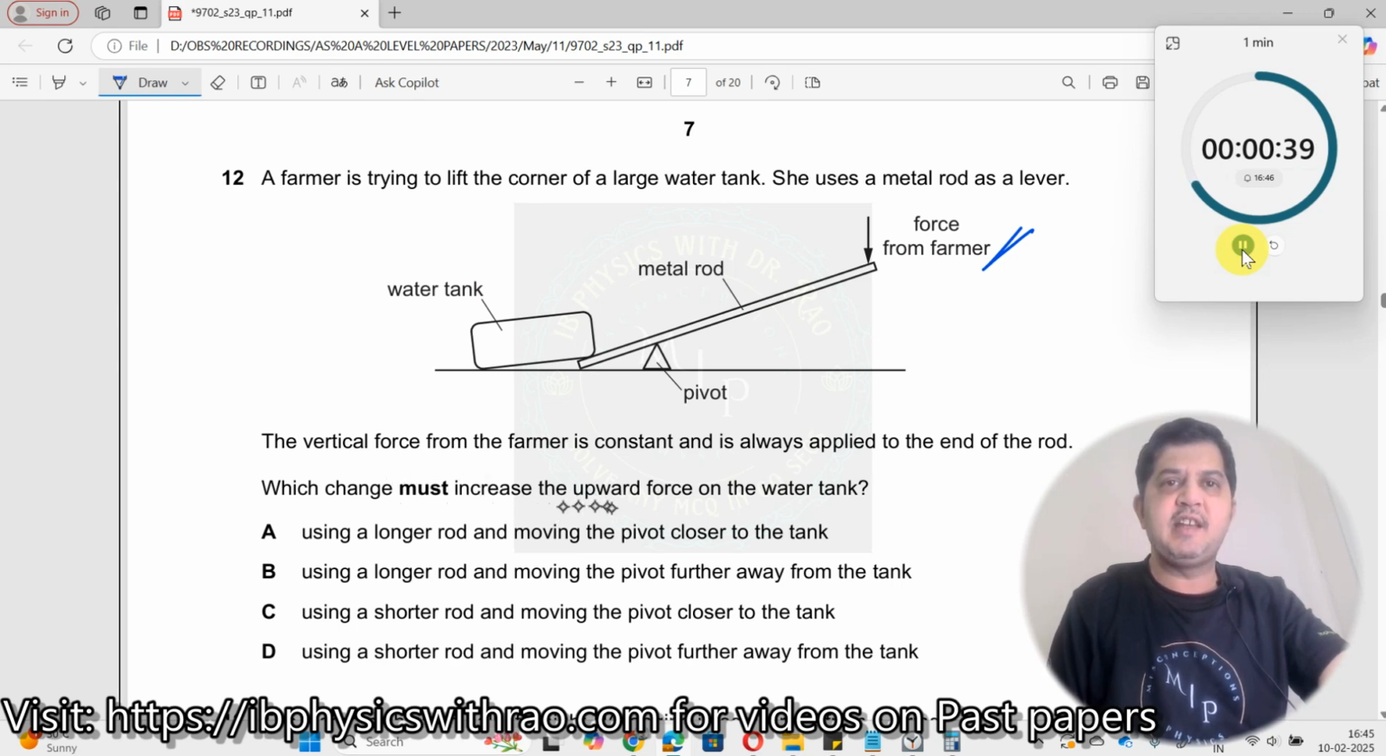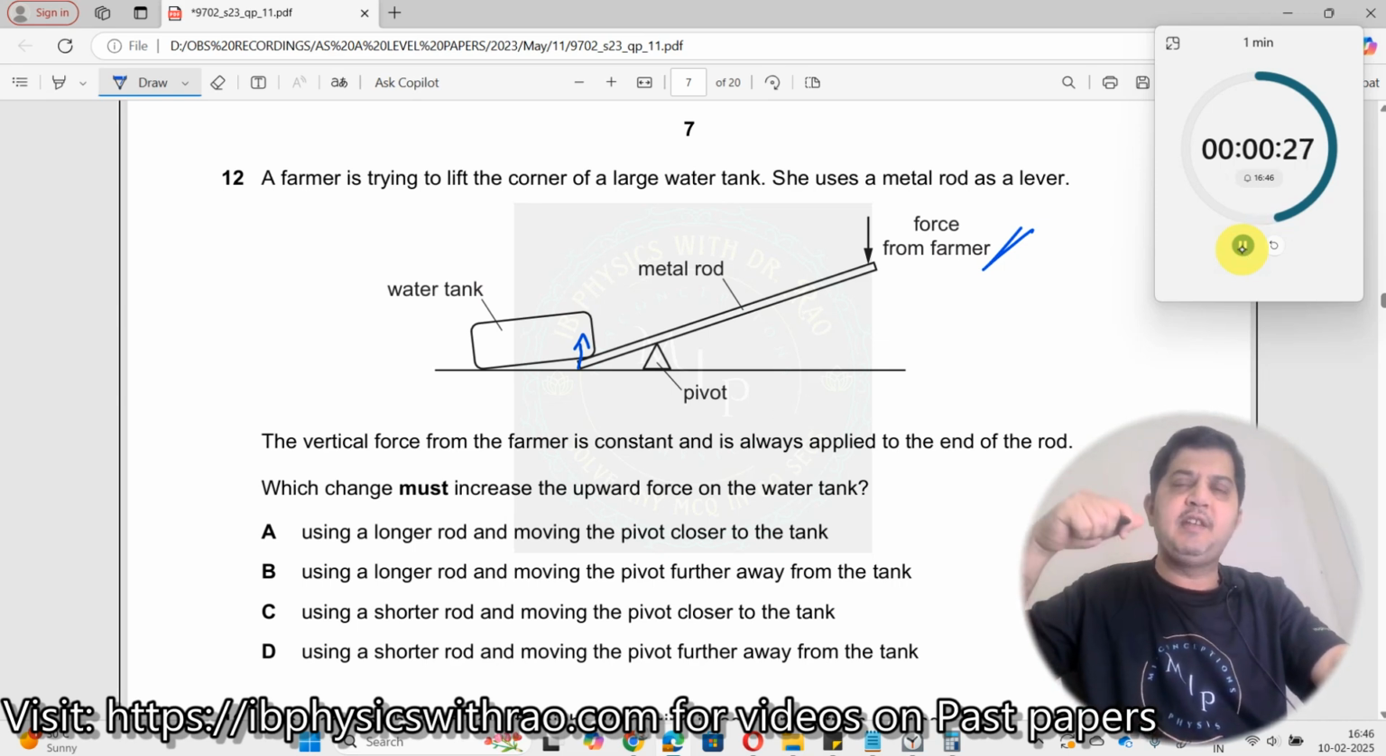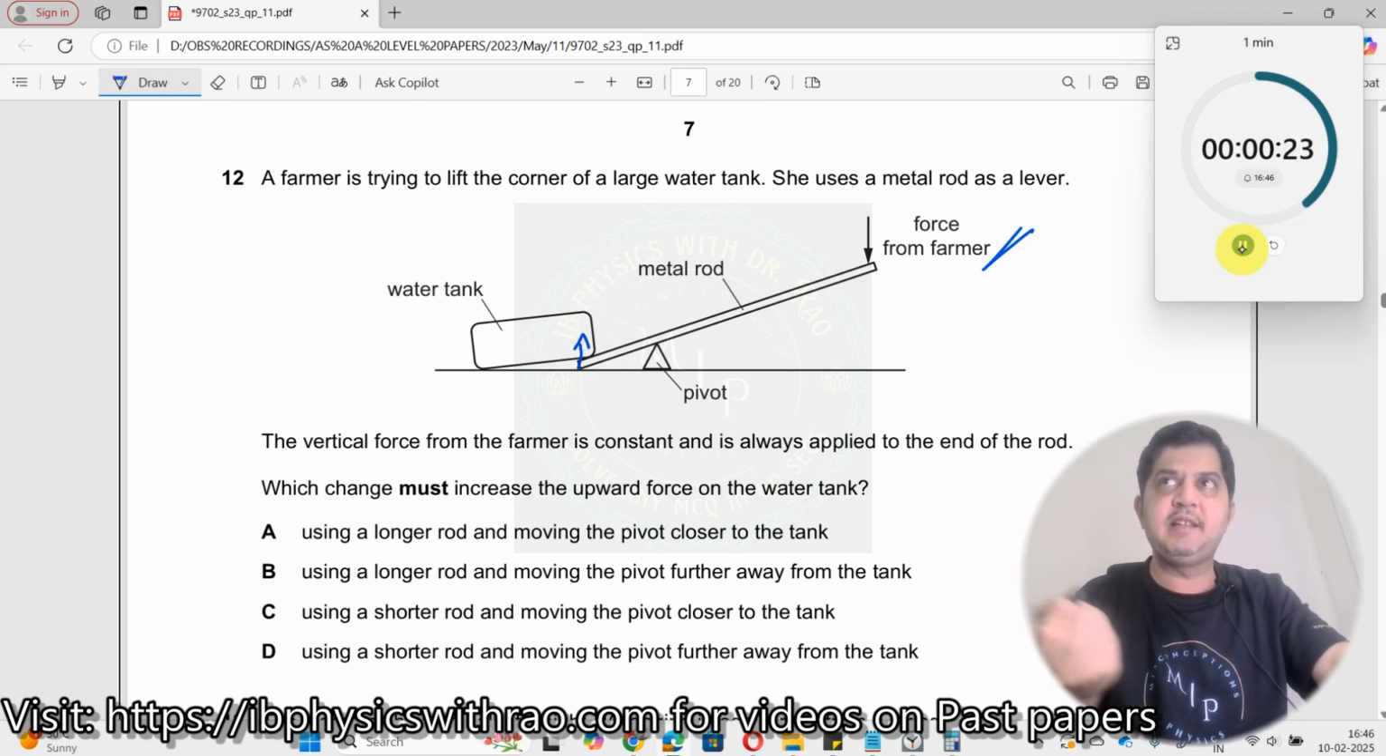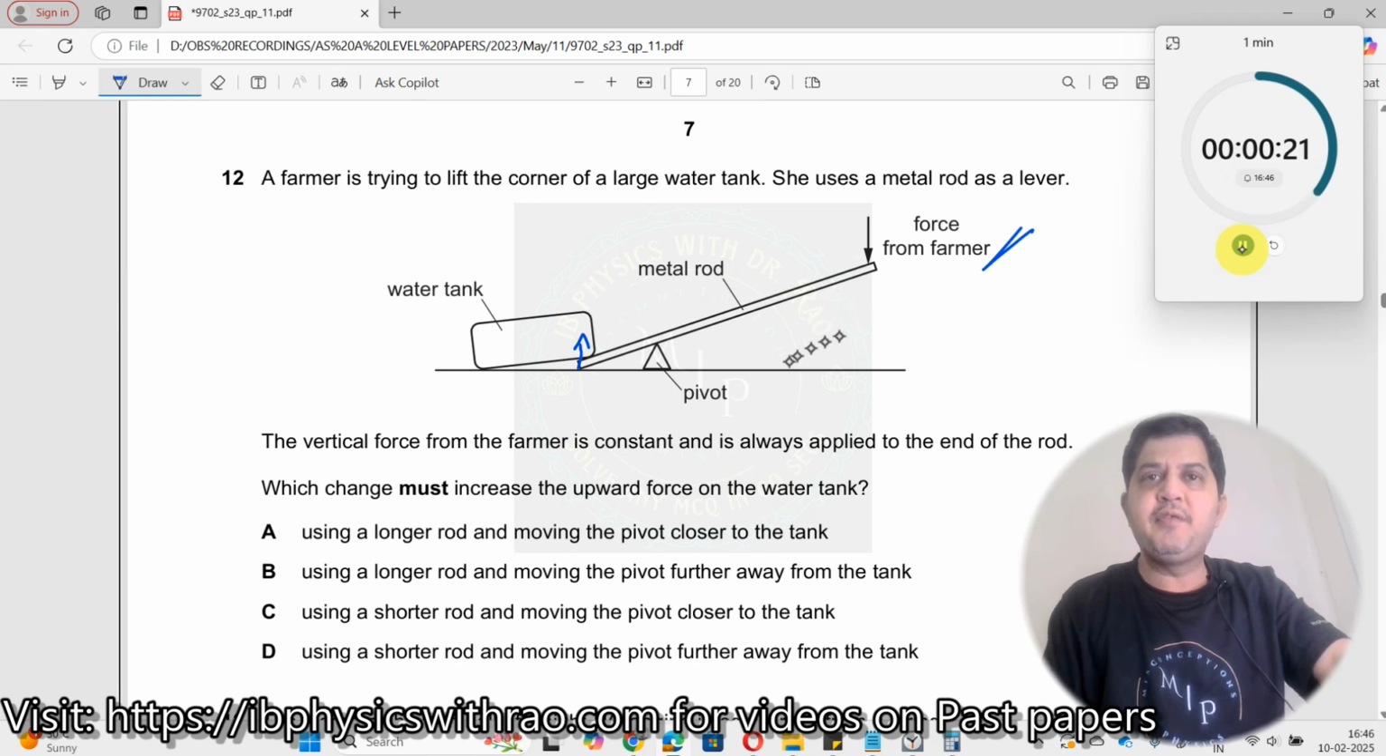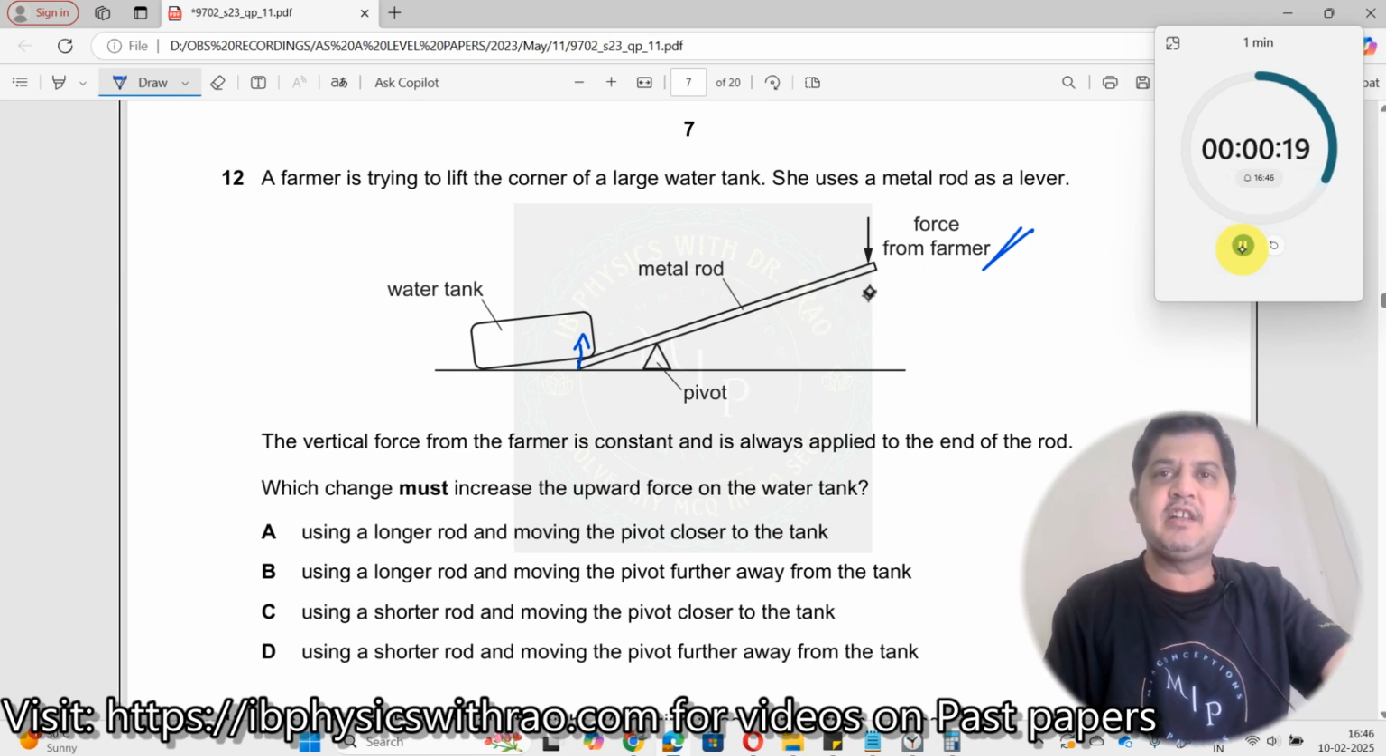What change must increase the upward force on the water tank? Okay, so I should increase this one here. So how do I increase? So what is the principle of the lever? The principle of the lever is that the more you can obtain, the more you can apply a torque. Okay, the same torque will be applied on the other side. Right, that's what you need to do. So then, how do you define the torque over here? You can define the torque by taking this F multiplied by this perpendicular distance over here, right?